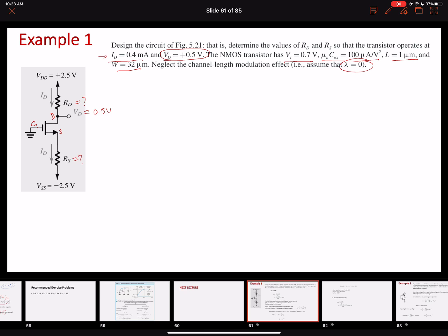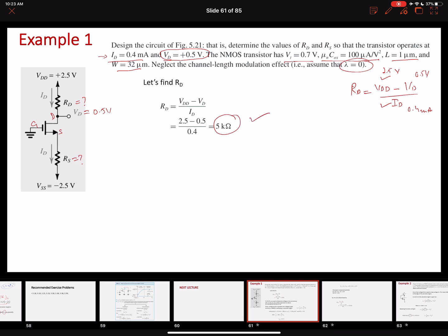In order to find these values, the value of RD can be easily found by a simple Kirchhoff law. You have a value for ID, right? So RD equals VDD minus VD over ID. You know the value of ID, which is 0.4 milliamperes, the value of VDD, 2.5 volts, and VD, 0.5 volts. If you put down these values, you can easily find the value of RD, which comes out to be 5 kilo ohms.